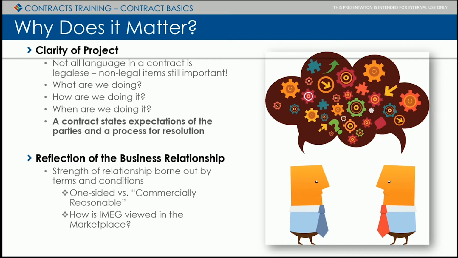obviously, what are we doing? How are we doing it? And when are we going to do it? It really sets forth the expectations and a process in the event something goes wrong. Really what it comes down to is it's an agreement that's enforceable in court. That's the difference between a promise that I may make offhandedly to someone throughout the day and a formal contract. There is the expectation that we can enforce it.